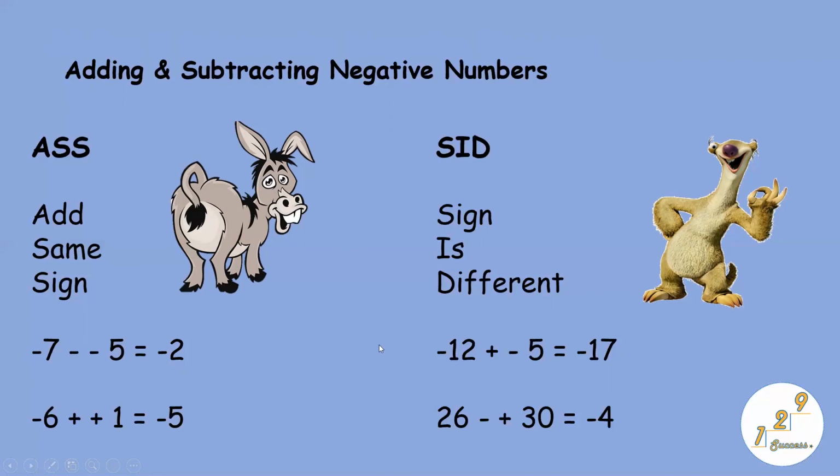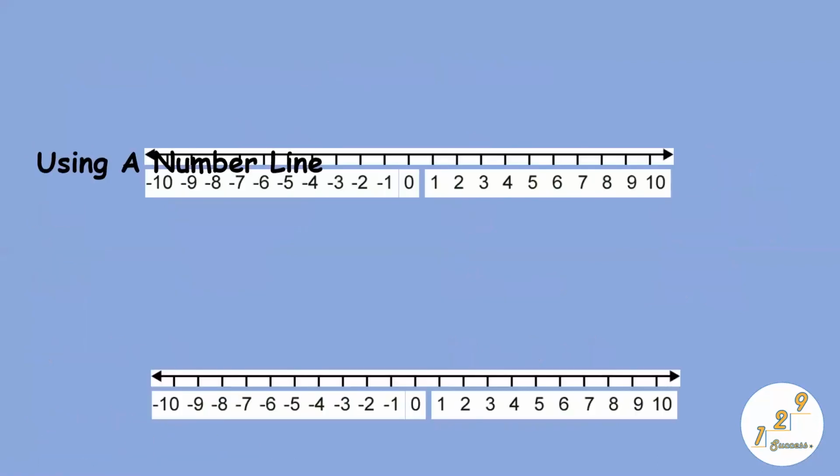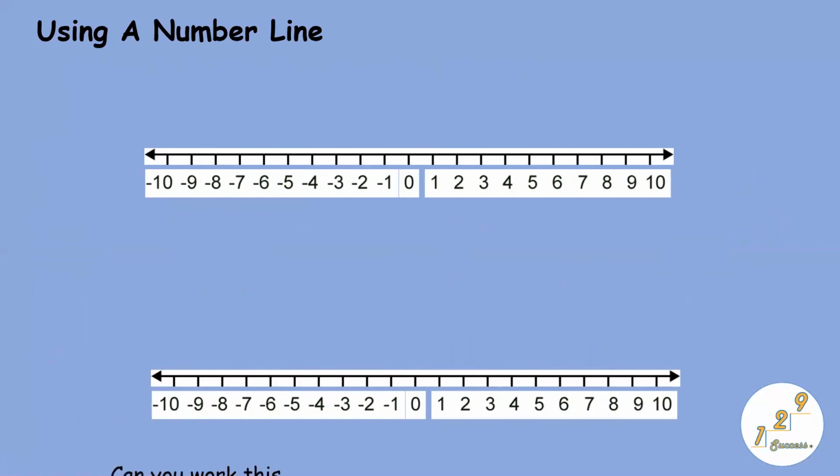But if we see that the signs are different, we have a plus and a minus, or a minus and a plus, what we need to do is replace those signs with a minus. So we would have -12 minus 5, and that equals -17, and we'd have 26 minus 30, which is -4. Those are hopefully a couple of little acronyms that will help you to remember when we are adding and subtracting with negative numbers. Now, let's have a look at a couple of examples on this number line.